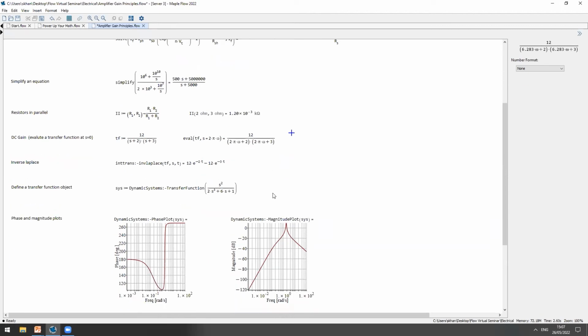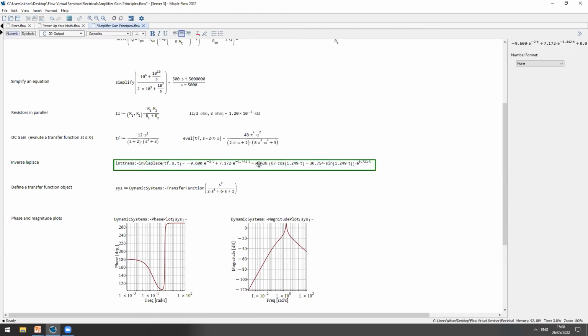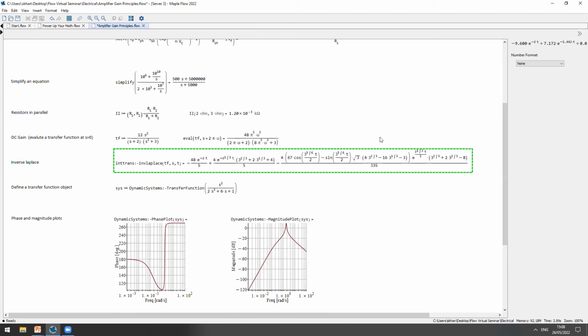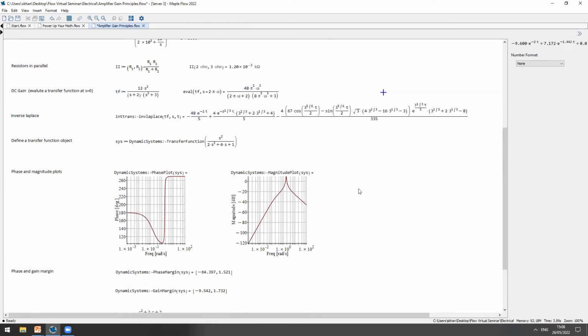Sometimes I'll also need to convert transfer functions from the S domain to the T domain, and I can do that with this function. So I'm simply taking this transfer function and converting it to the time domain. That's a simple example, but it's capable of doing more complex conversions. Let me just try this. So there we go. Again, MapleFlow has converted the rational numbers to floating point approximations, but let's toggle this math container to symbolic, and there we have a more meaningful result.